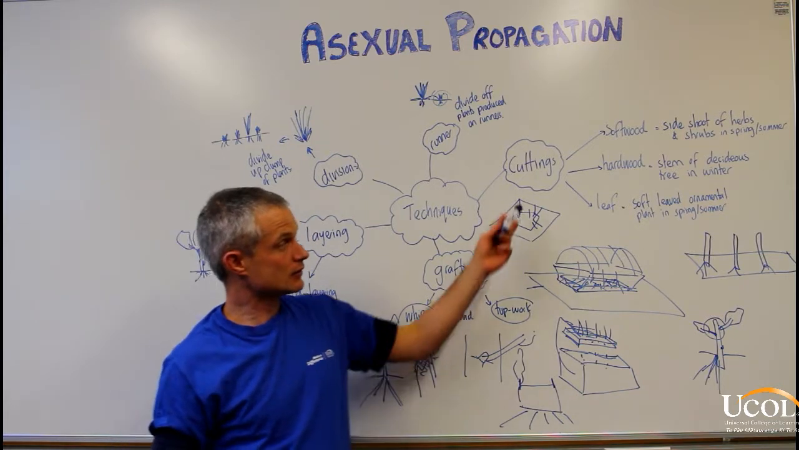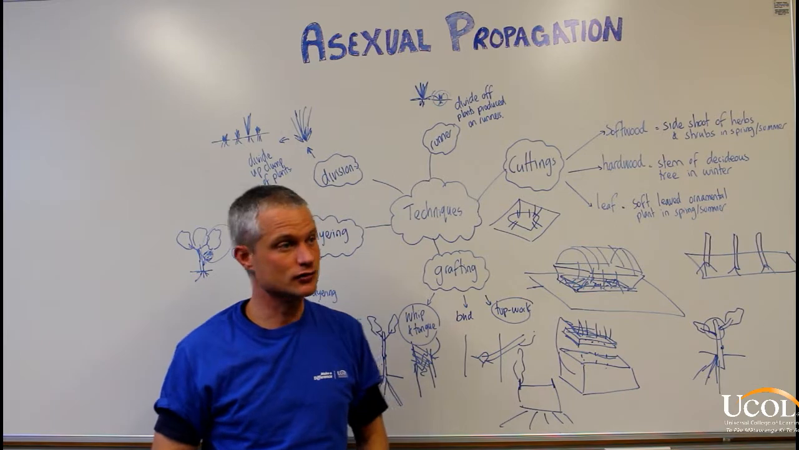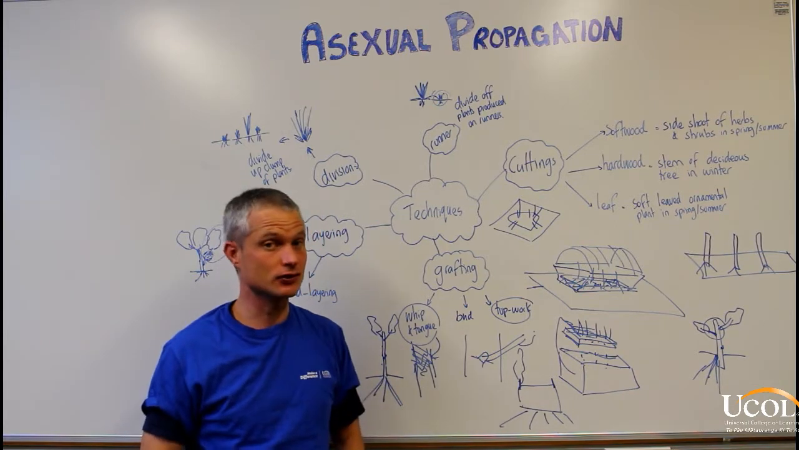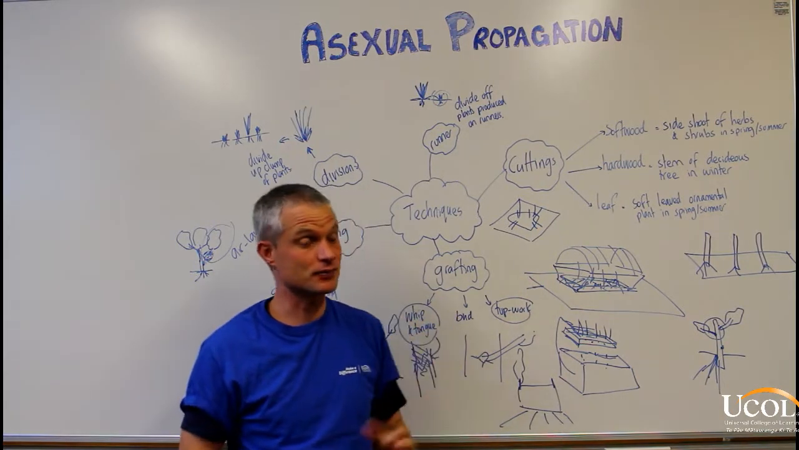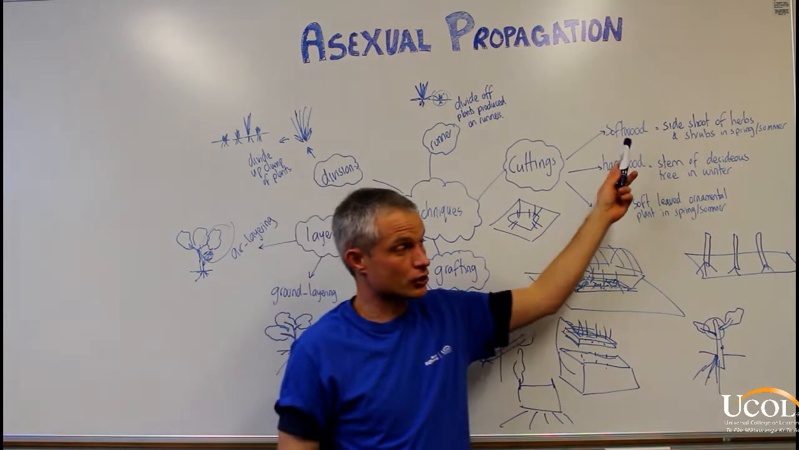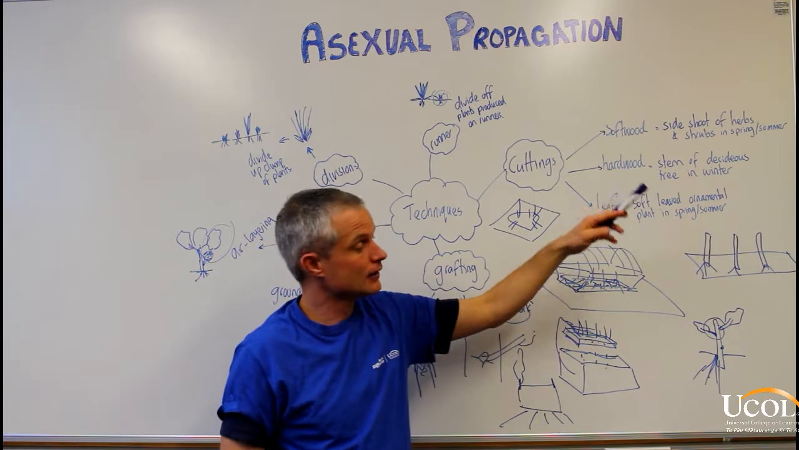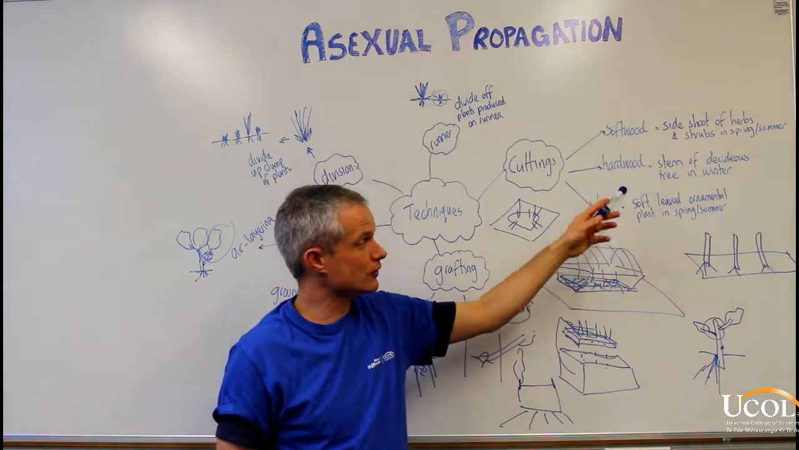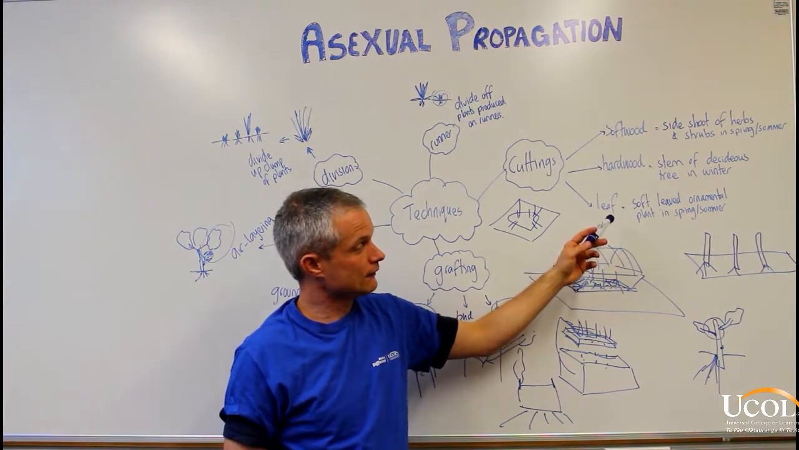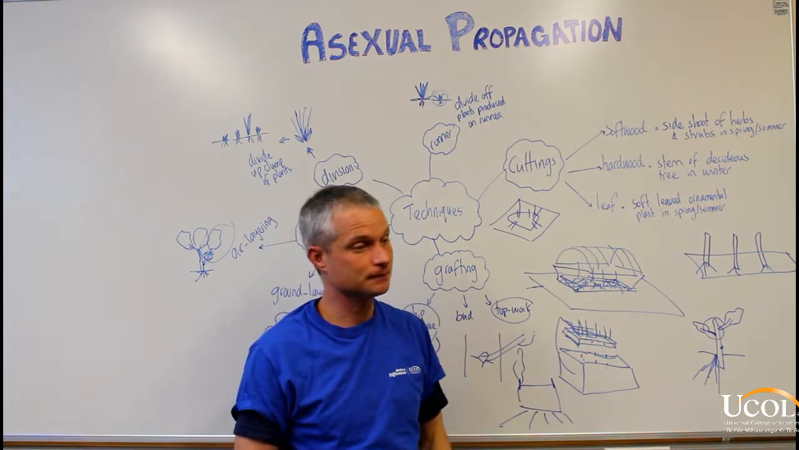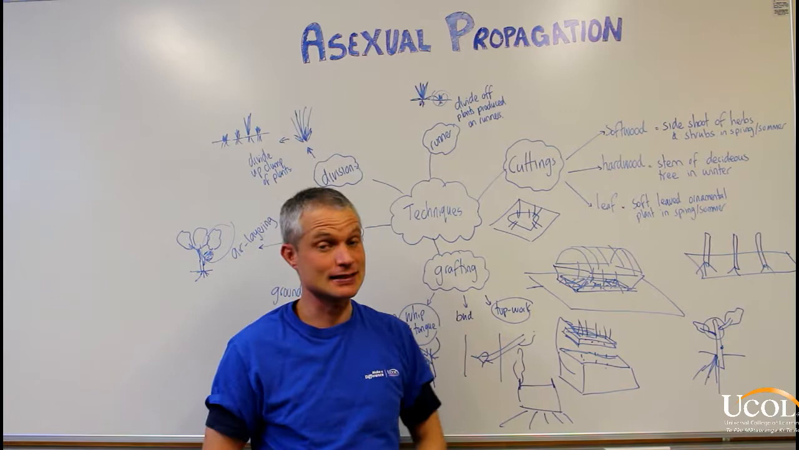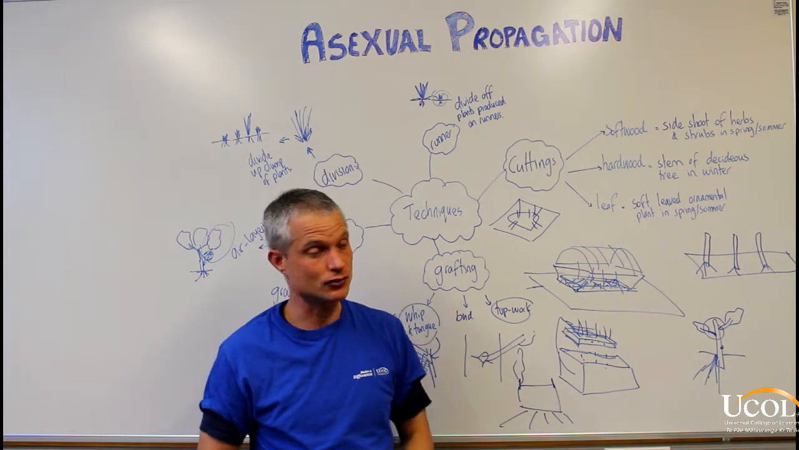So cuttings is normally one of the first techniques you move towards, because there are different types of cuttings for different types of plants. If it's a herb or a shrub, you'd use a softwood cutting. If it's a deciduous tree, you'd use a hardwood cutting. If it's an ornamental type plant, you'd often use a leaf cutting. So there's a range of techniques within cuttings that you can use.